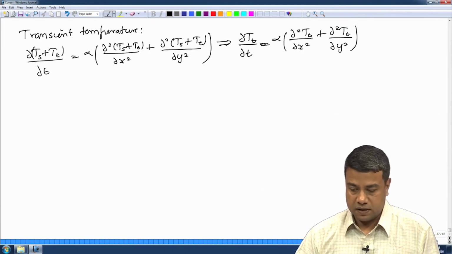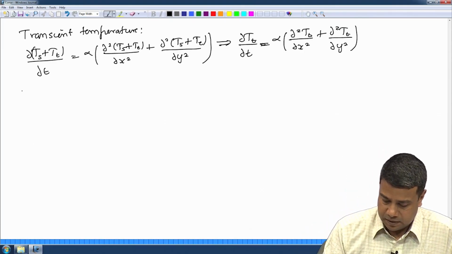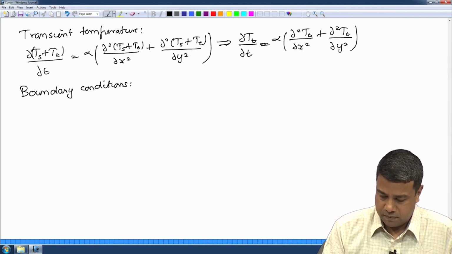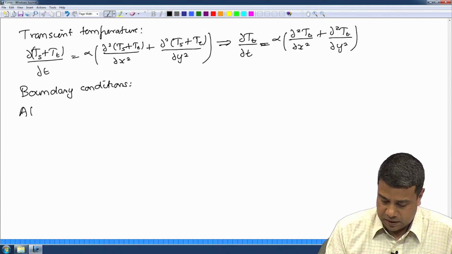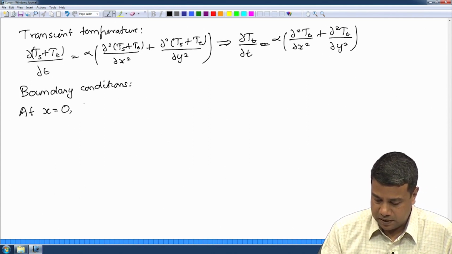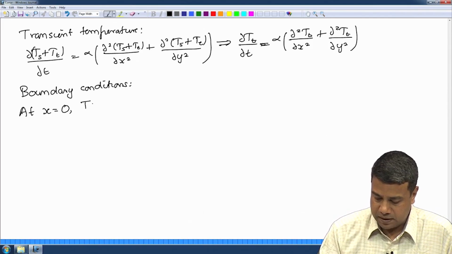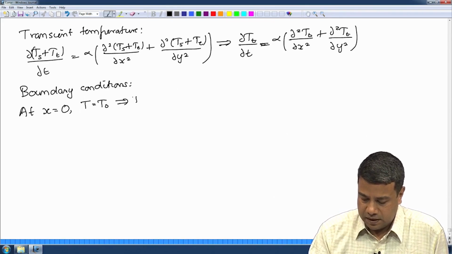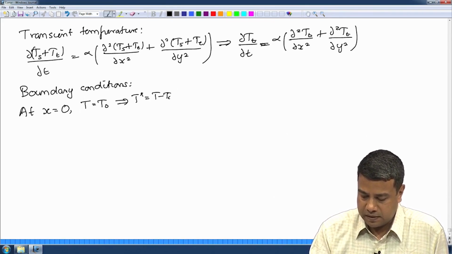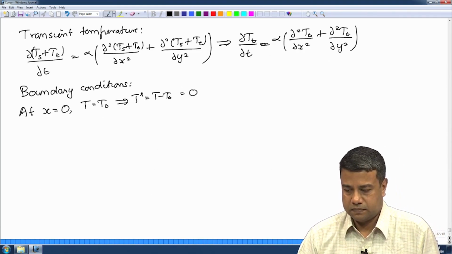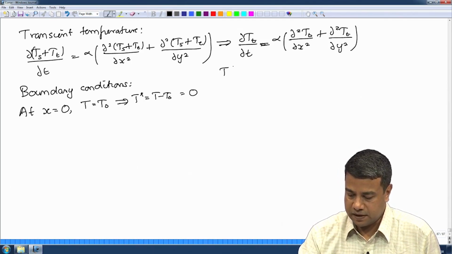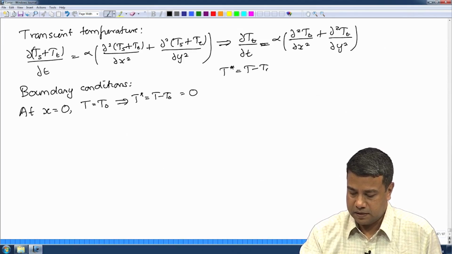Boundary conditions. At x is equal to 0, T is equal to T naught, which implies that T star is equal to T minus T naught is equal to 0. Let me express everything in terms of the temperature. I will express everything in terms of T star is equal to T minus T naught.